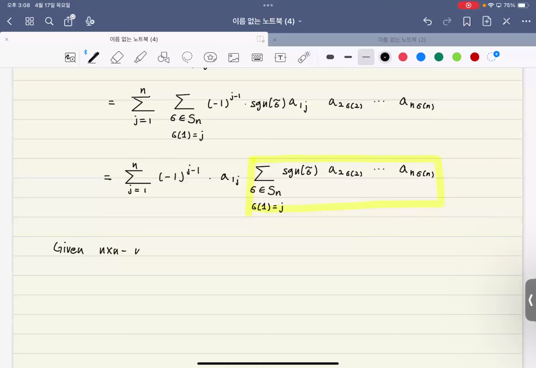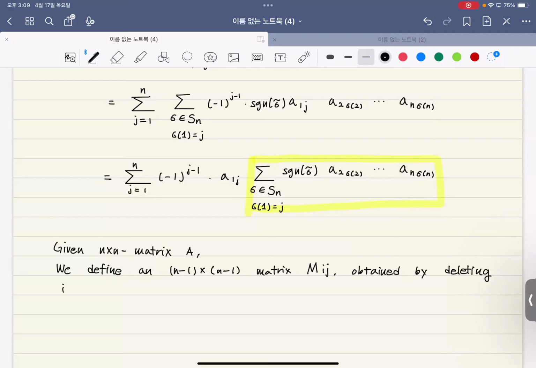Given an n by n matrix A, we define an n minus 1 by n minus 1 matrix, which I will call Mij, obtained by deleting the i-th row and the j-th column of A.